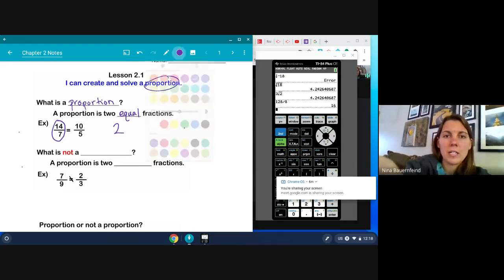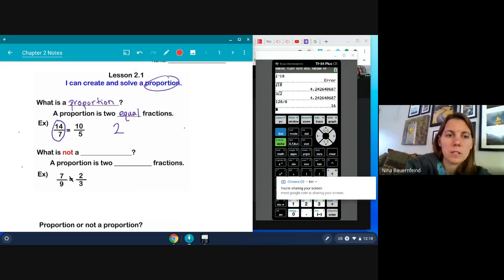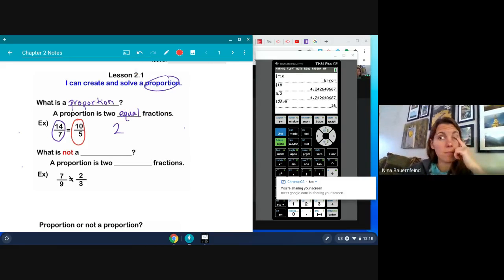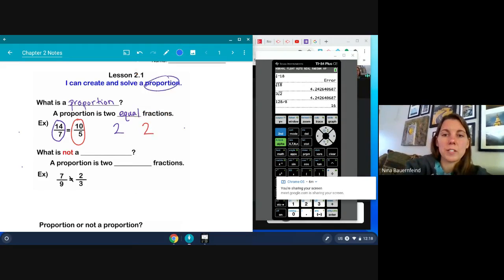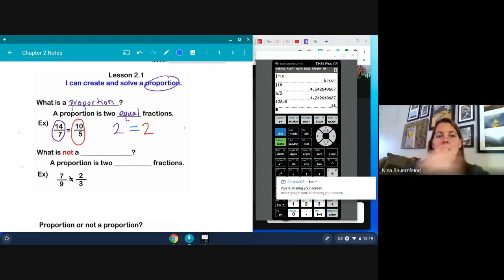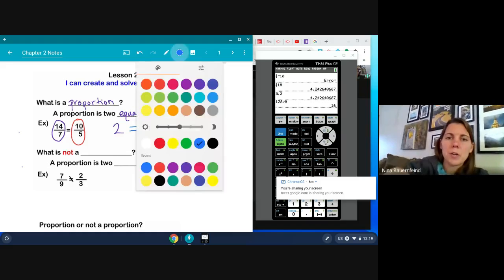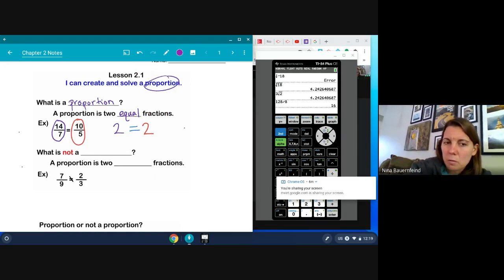And then what is 10 divided by 5? 2. Yep. So since they equal the same thing, that means that they are a proportion. So the next part just really makes it super clear. What is not a proportion?